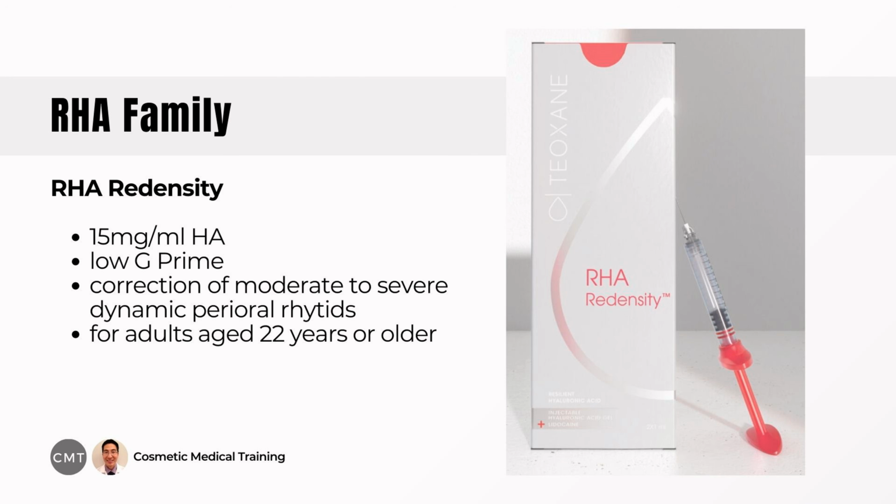RHA Redensity has a concentration of 15 milligrams per ml. Its low G prime makes it ideal for injection into the dermis and superficial dermis of the face for the correction of moderate to severe dynamic perioral rhytids in adults aged 22 years or older.